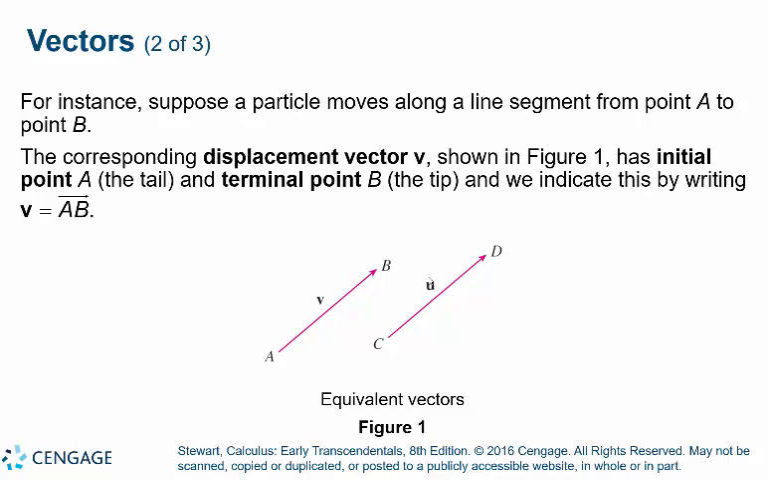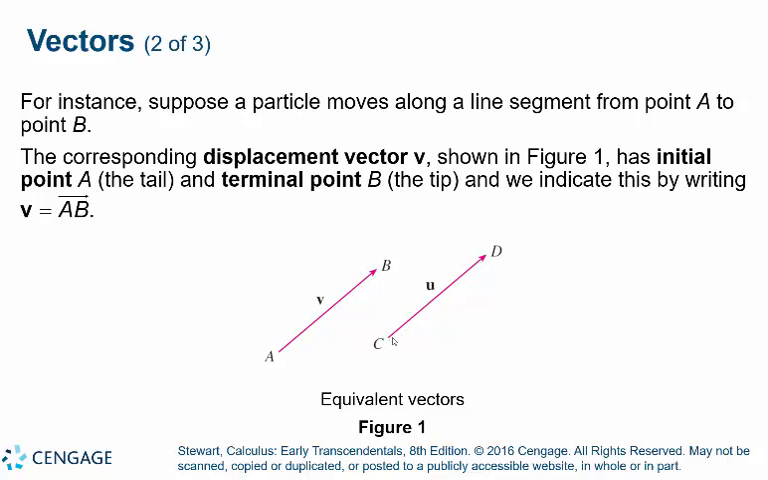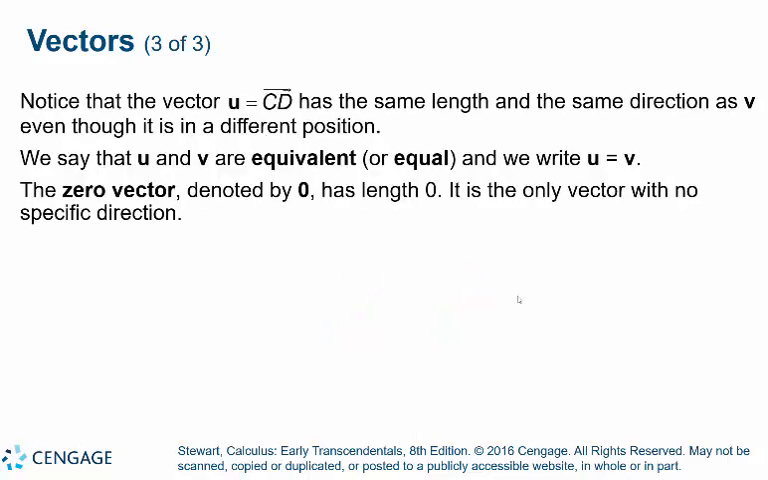All right, now if you look at vector U, they look almost the same, it's just moved a little bit. Notice that vector U, which we denote as CD, has initial point C and terminal point D, and has the same length and the same direction as V, even though it's in a different position. That's okay. In this case, we say that U and V are equivalent or equal, and we just write vector U is equal to vector V.